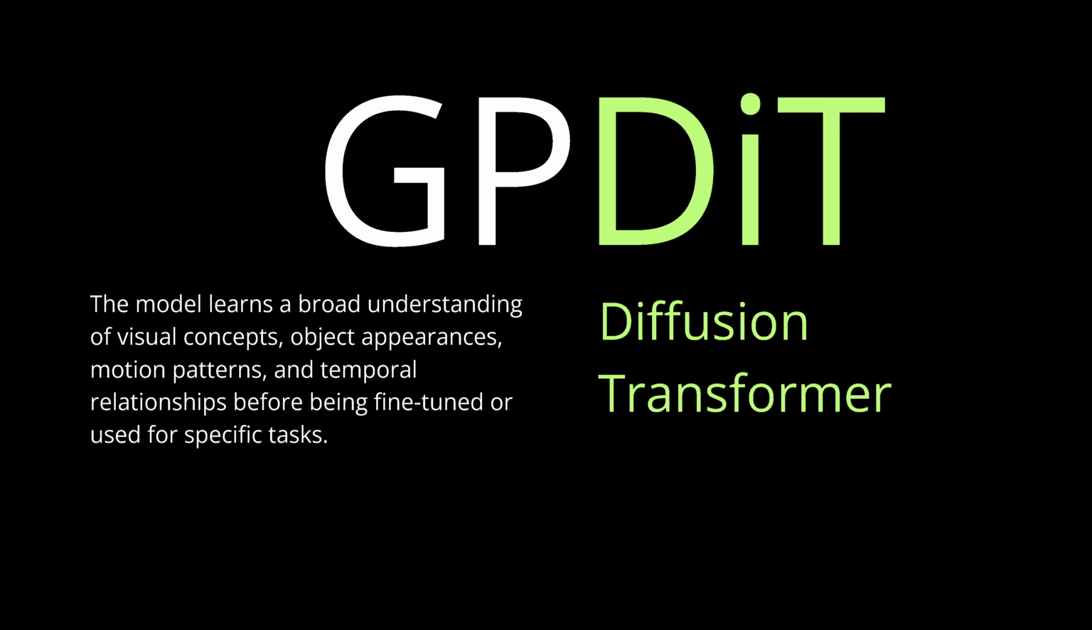This model learns, like a foundational model, some broad understanding, but not only of text, but of visual concepts, of object appearances in the video sequence, of motion patterns in the video, and of temporal relationships between the objects, before being fine-tuned or used for a specific task. So this happens here in the pre-training. And this is why the P for pre-training is so essential.